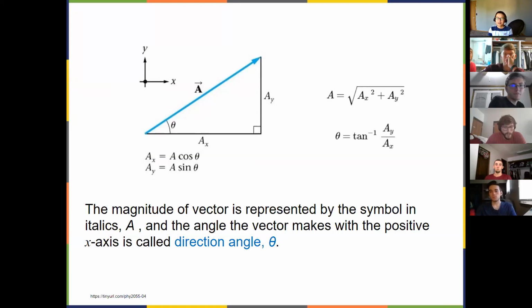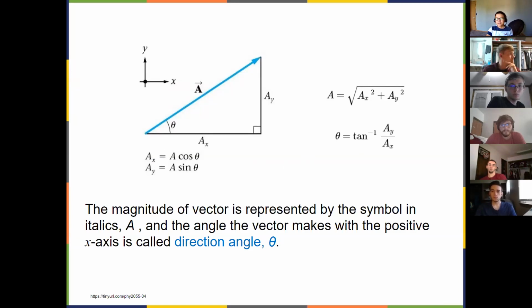And then vice versa, if you are given the magnitude and direction of the vector, you can figure out its x and y component. Okay, so by utilizing these two equations, depending on what's given, all right, the directional angle is defined as the angle between the vector and the positive x-axis. It's called theta.